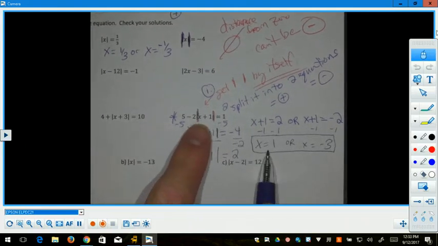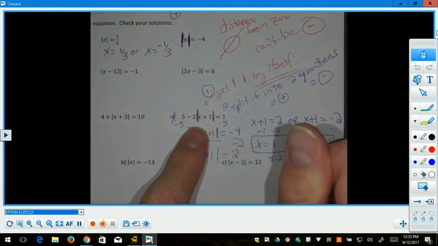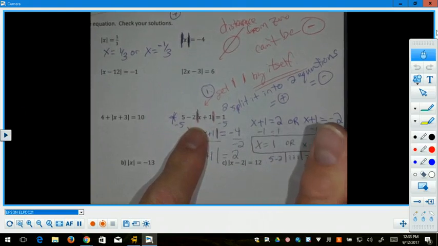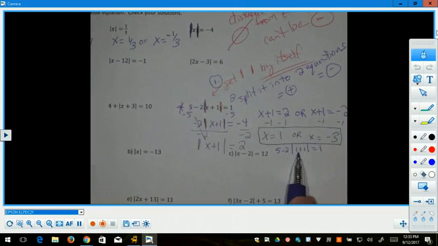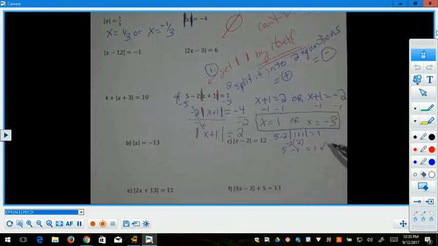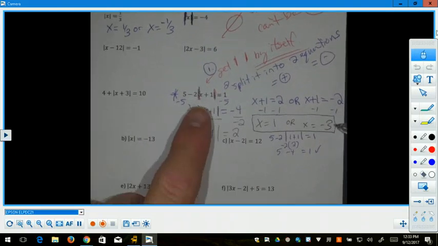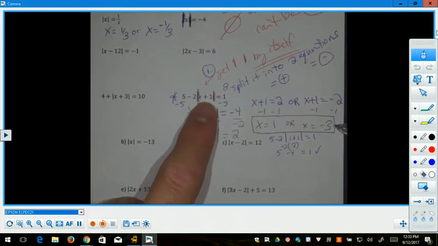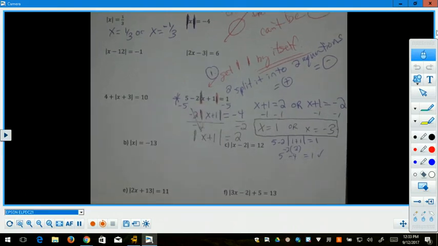If I plug 1 in here, I've got 5 minus 2 times the absolute value of 1 plus 1. Well, the absolute value of that is the absolute value of 2, which is 2. Negative 2 times 2 is negative 4. 5 minus 4 is 1. Same thing happens when I plug in the negative 3. Negative 3 plus 1 is negative 2. What's the absolute value of negative 2? 2. Negative 2 times 2, again, is negative 4. 5 minus 4 is 1. So I know I solved it right. I do have to check both answers, though. Any questions on that one?